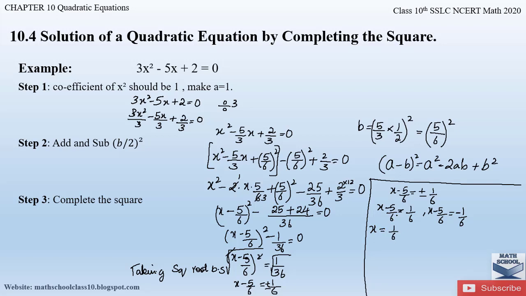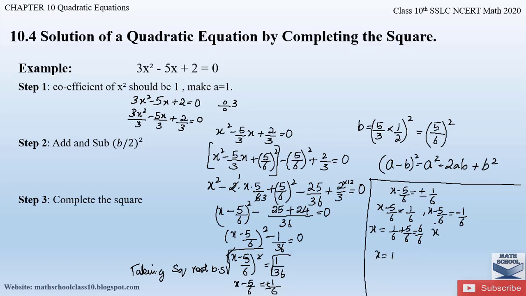If this minus 5 by 6 goes to the right hand side, we are going to get plus 5 by 6. Since 6 is the LCM in both the cases, we have to just add. So 5 plus 1 is 6. So 6 by 6 will be equal to 1, so the x value will be 1.